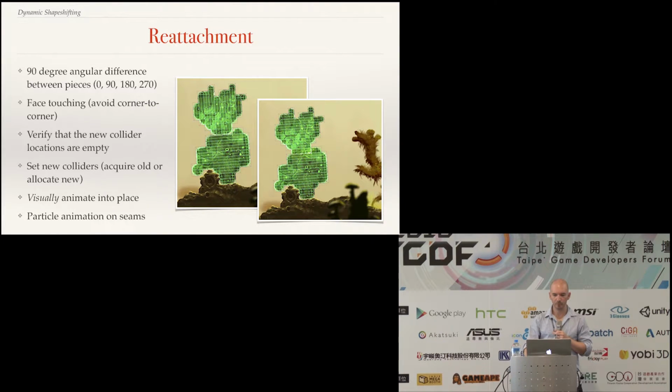As we said, before we put it in its place, we make sure that the colliders, because there are always a little bit of small changes, so we make sure that the area is completely empty. There are no other colliders there. And then I set the new colliders by either removing them and acquiring them from the old mushroom, or setting new ones using our nice capsule pools. And I visually animate the mushroom into place.